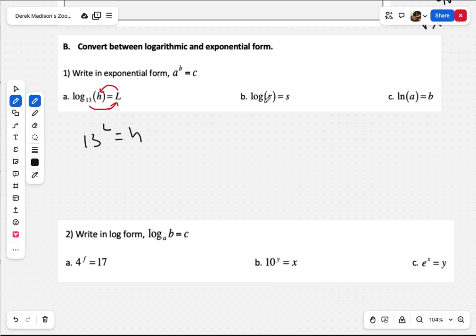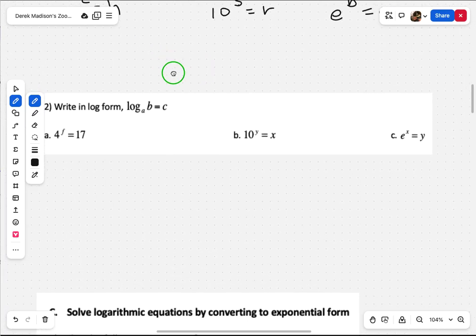For this one, this is a common log. There's no base showing, so there's an implied 10 down there. So this would be 10 raised to the S equals R. Natural log, that's the one where there's that implied e down there. So this would be e raised to the B equals A. So these are just practicing getting from log form to exponential form, because sometimes one is more useful than the other depending on what you're doing.